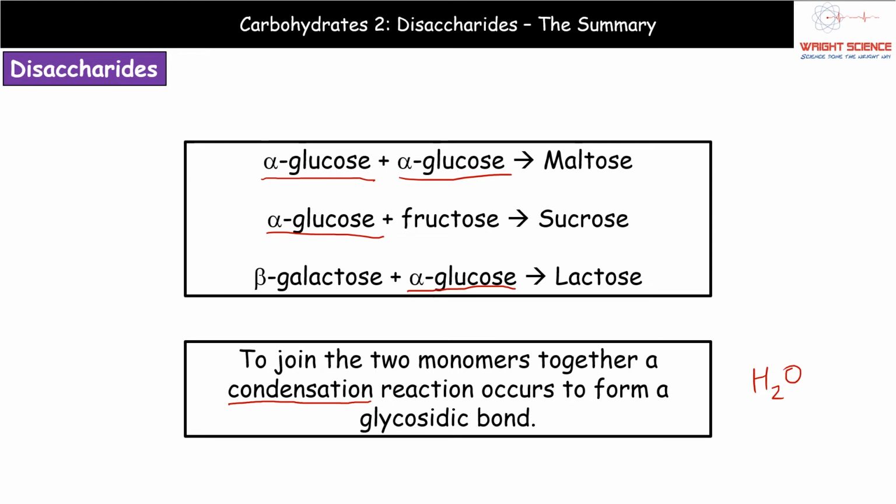We need to remember the name of the bond that forms between those two monosaccharides when we form our disaccharide, and that is a glycosidic bond. So if you're looking for the name of the bond in our carbohydrates, glycosidic is the one you should be writing down in each case.